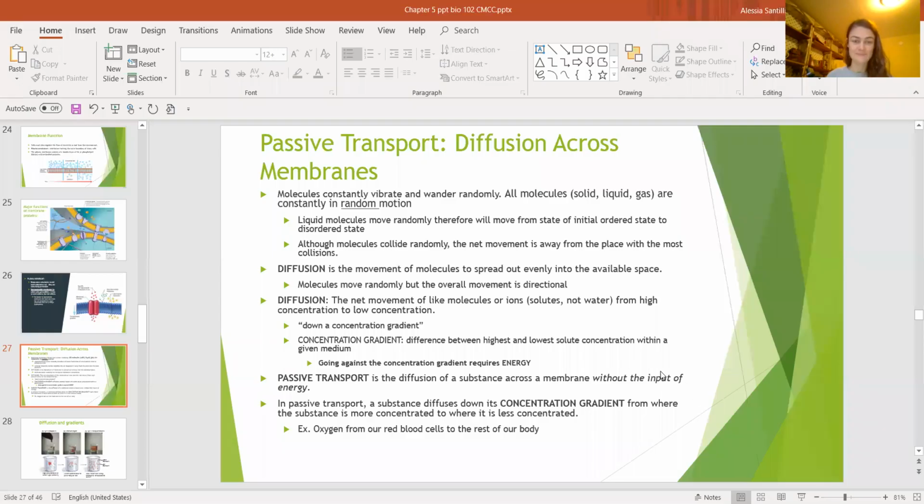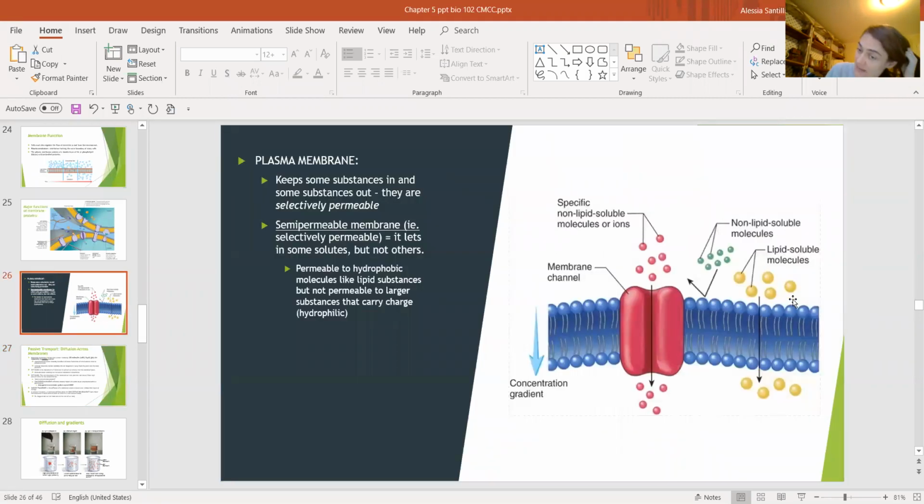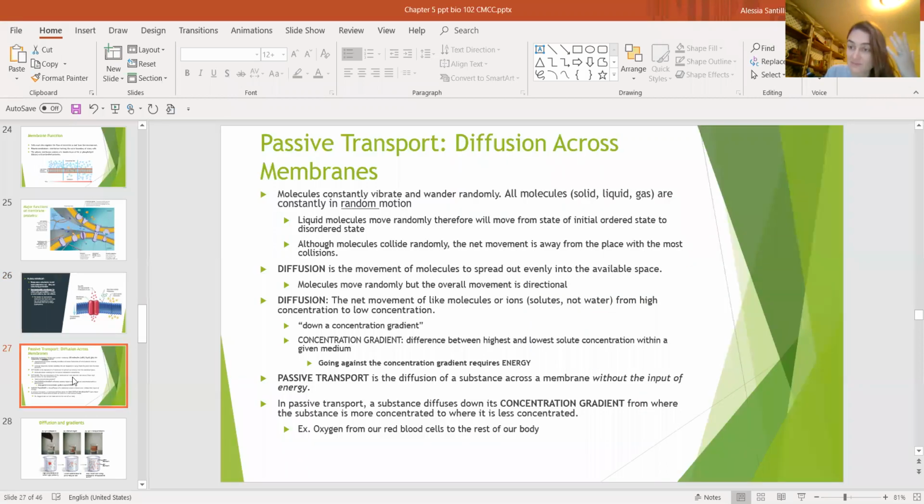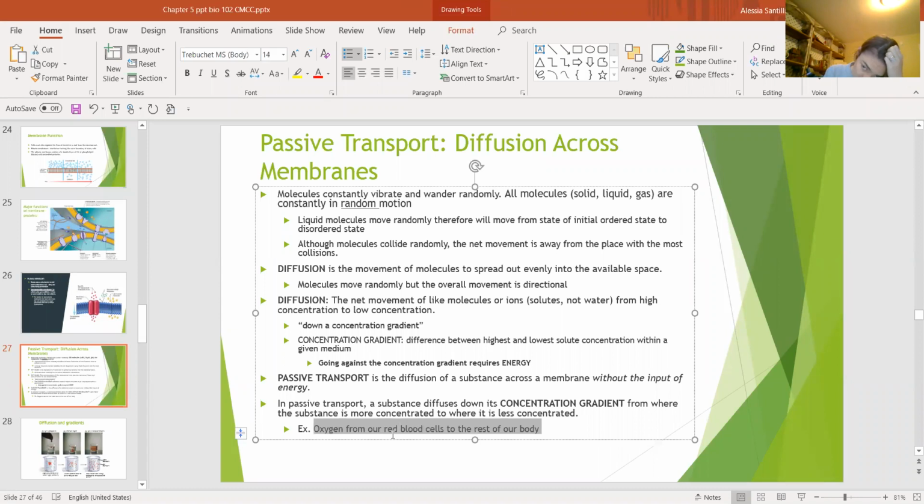There we go. Okay. So passive transport is a type of diffusion that basically allows a substance to cross the plasma membrane. So when diffusion happens across a plasma membrane, it's known as passive transport. Passive because there's no energy, because you're still using the concentration gradient. An example is oxygen from our red blood cells to the rest of our body. The way we move oxygen through our body is thanks to passive transport.